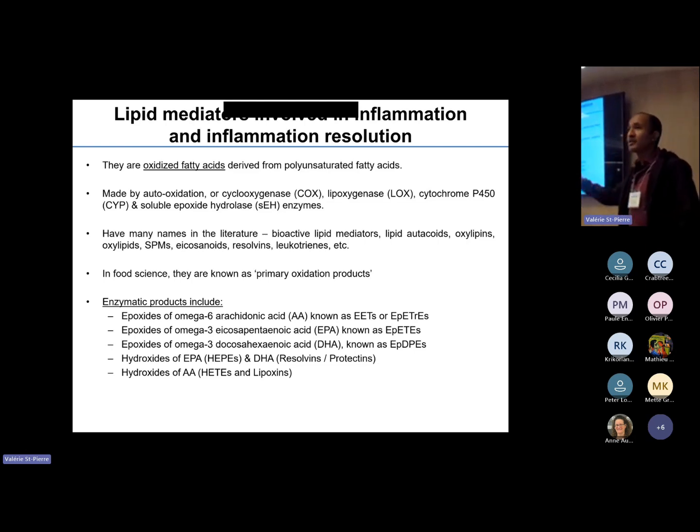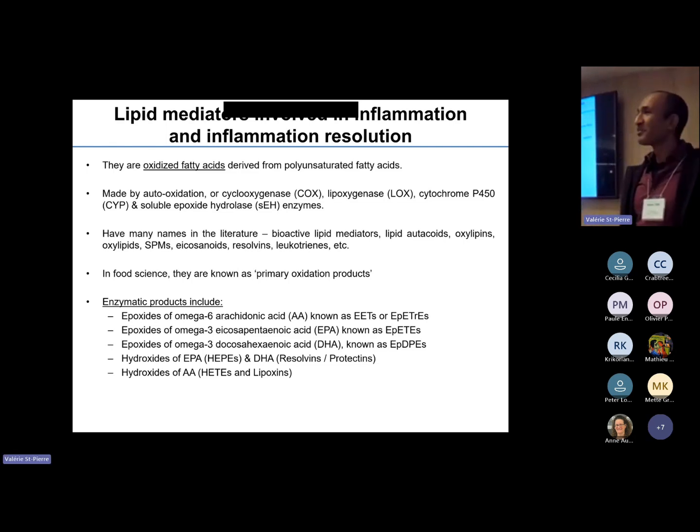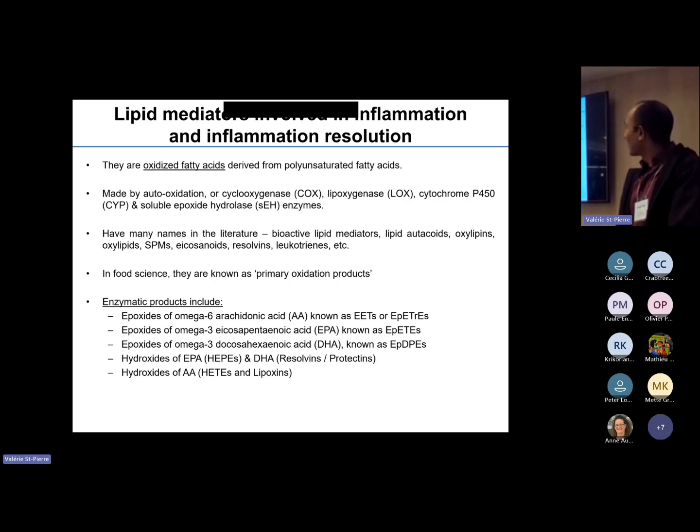And then epoxy DPAs. Does anyone know what EpDPE is? Yep, epoxy-docosapentaenoic acid. So 5 double bonds, 1 oxygen as an epoxide, and 22 carbons for docosa. So you need a bit of Latin help to get the names right. And then you have the hydroxides, so you'll have hydroxy-eicosa-tetraenoic acid, etc. So the hydroxides of DHA in PubMed are called resolvins.